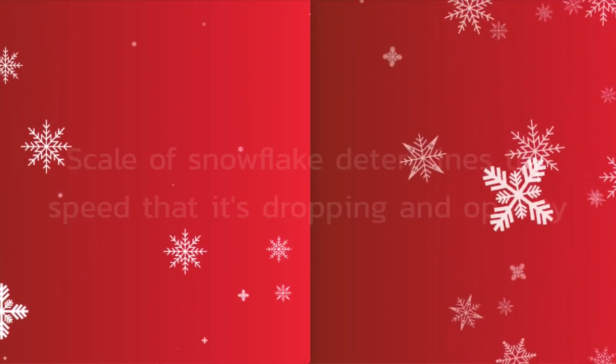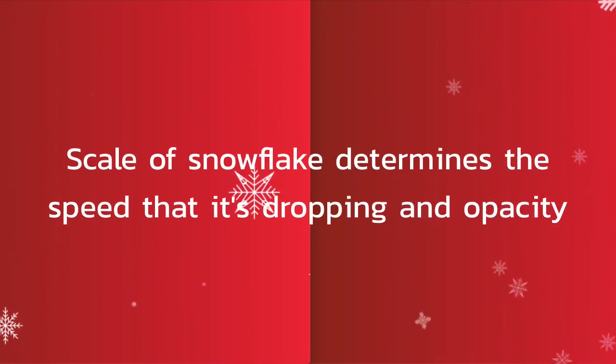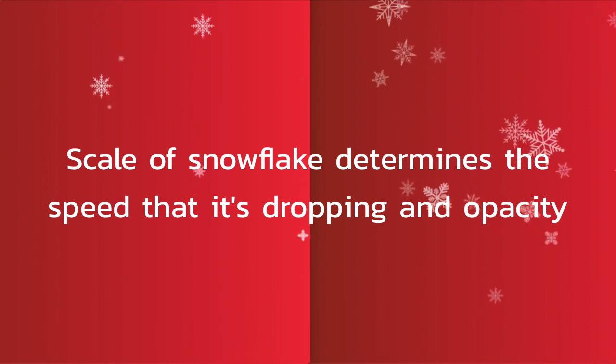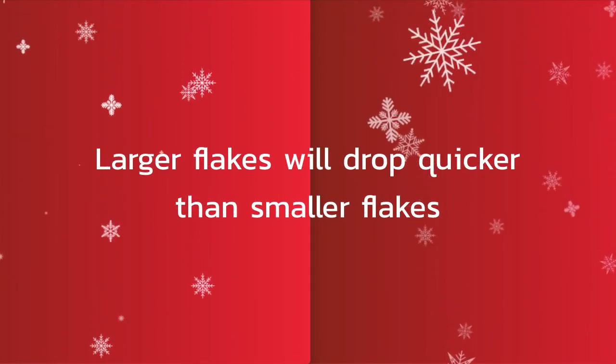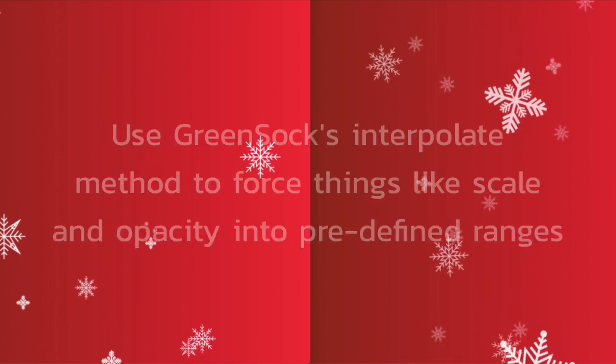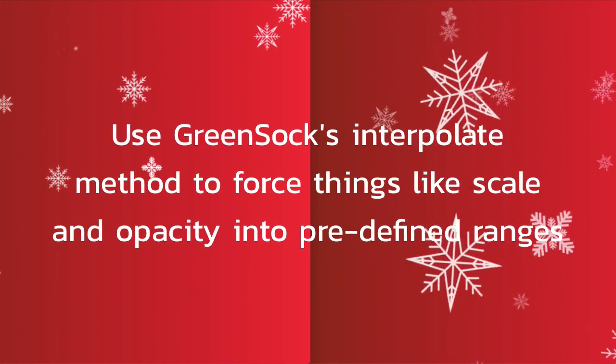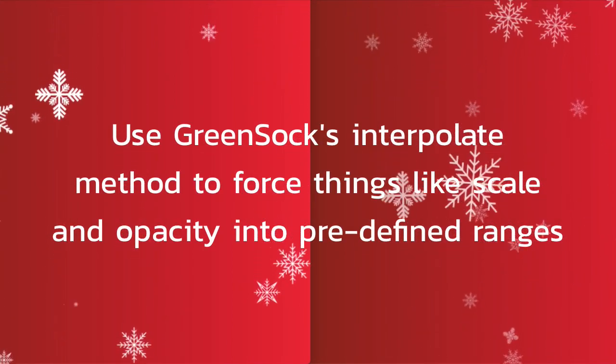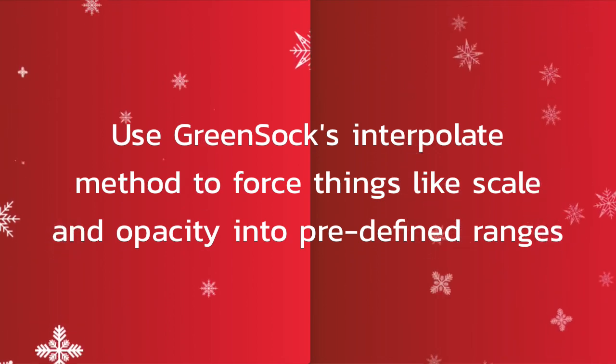We're going to make it so that the scale of the snowflake determines the speed that it's dropping and its opacity. Larger flakes will drop quicker than smaller flakes, and we're going to use GreenSock's interpolate method so that we can force things like the scale and opacity into predefined ranges. This is a really cool technique that can be applied in limitless fashions throughout your projects.